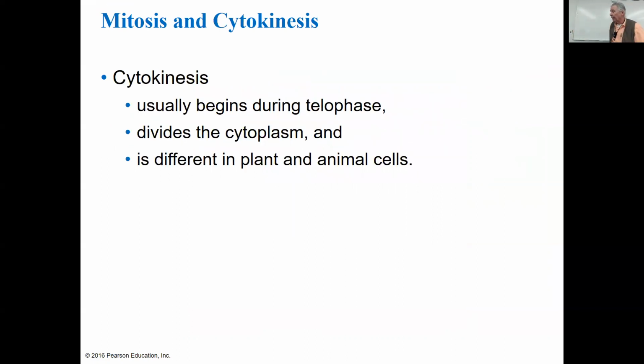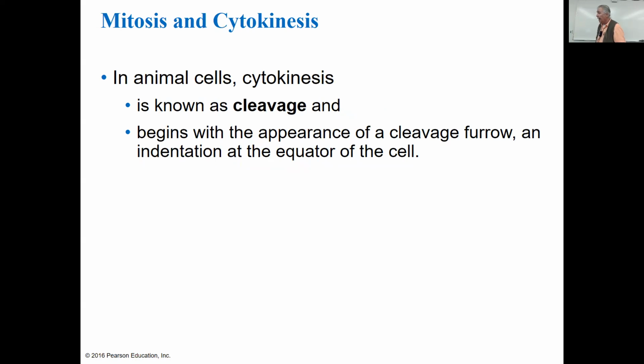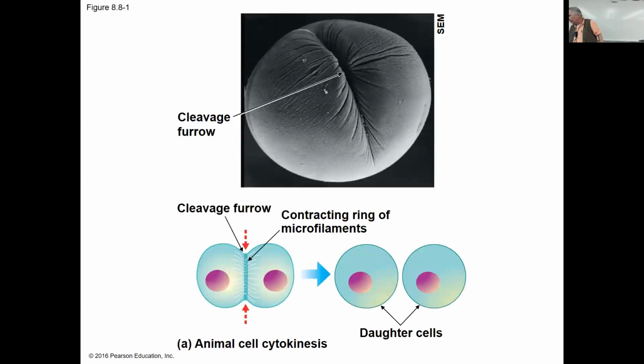Cytokinesis usually begins during telophase, divides the cytoplasm, and is different in plant and animal cells. Because this process is identical in plant and animal cells, except for cytokinesis. Animal cell cytokinesis is known as cleavage, and it begins with the appearance of a cleavage furrow, an indentation, and you have a pinching off of these two cells. Like that.